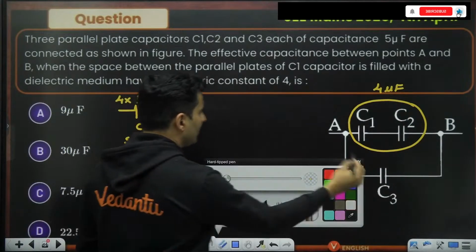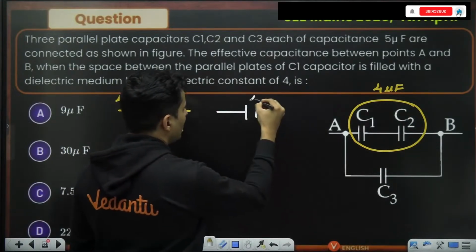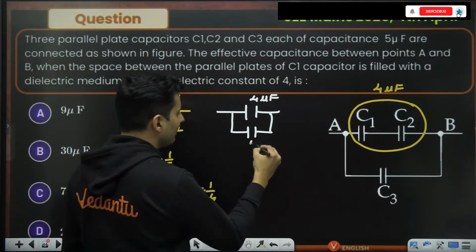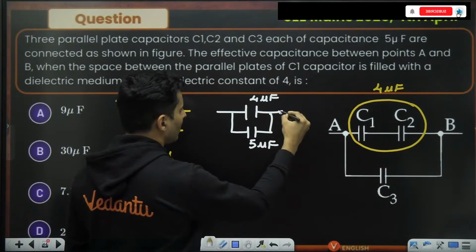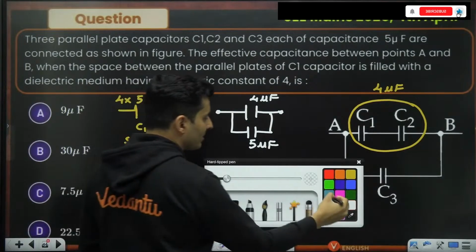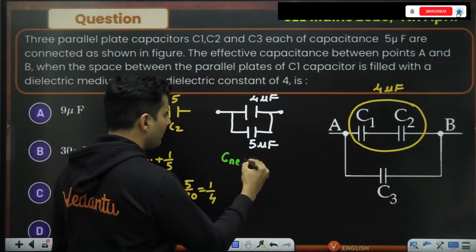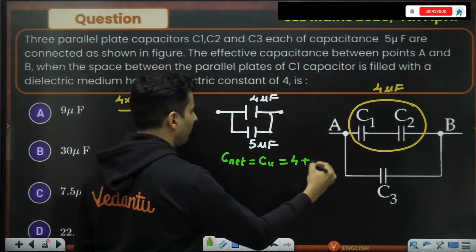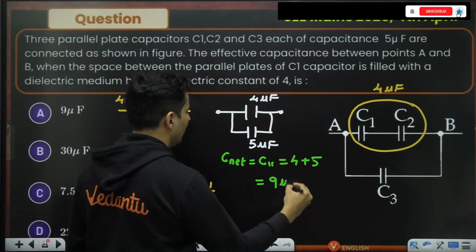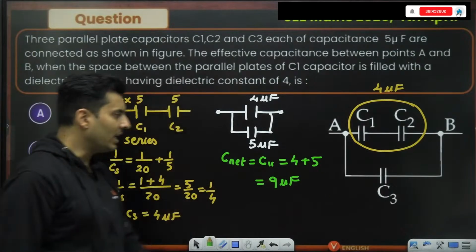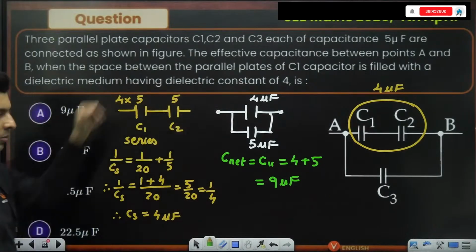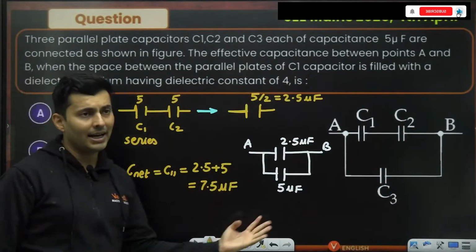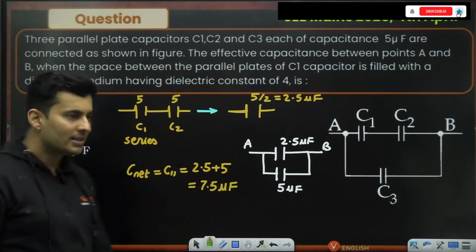Now, imagine this. Since their equivalent is 4 microfarad, that is in parallel with C3, which itself is 5 microfarad. So what is the effective capacitance now? The net capacitance in parallel, you just have to add them. So 4 plus 5, which is nothing but 9 microfarad. So 9 microfarad will be the answer, provided you have put the dielectric, hence option A. But if the dielectric was not there anywhere, then the answer would be 7.5.